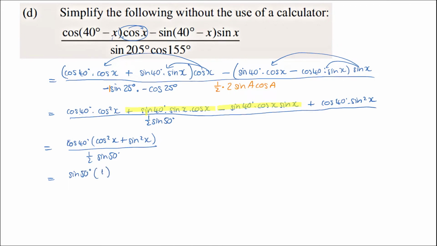If we notice in the bracket, we've got our grade 11 Pythagorean identity. Cos squared plus sine squared of an angle is 1. And then we've got a half times the sine of 50. So the sine of 50 divided by the sine of 50 is 1. You could have made the denominator this one, cos 40, would still give you 1. And then we've got 1 divided by a half, which would leave me with an answer of 2.